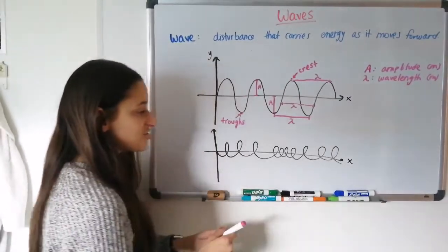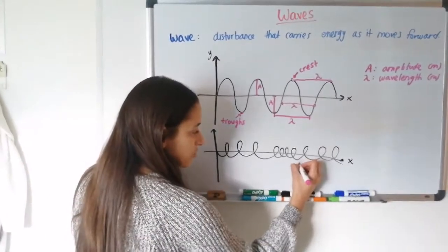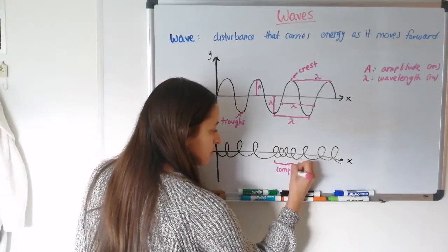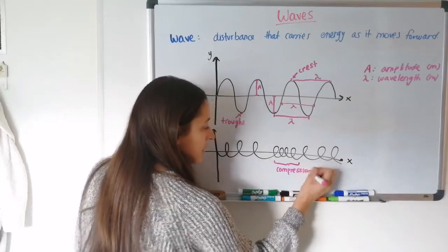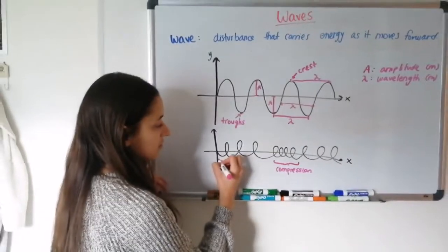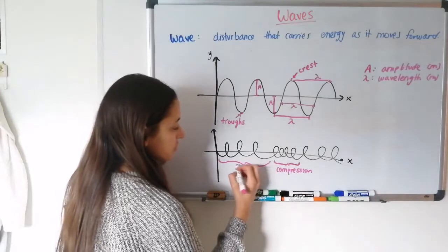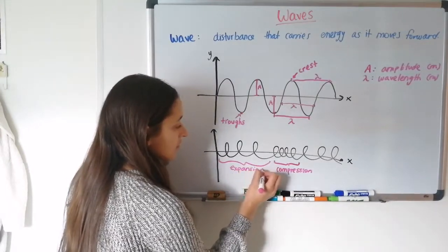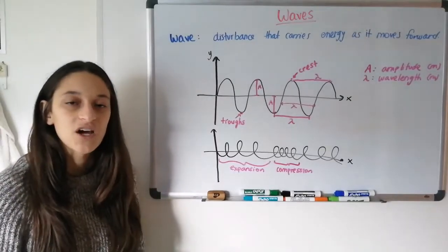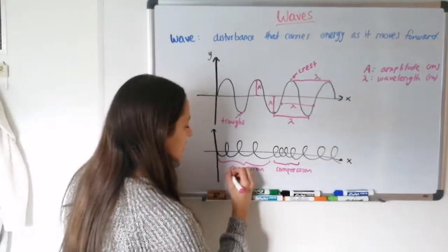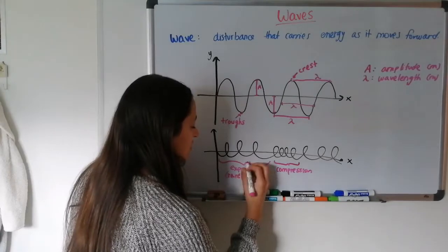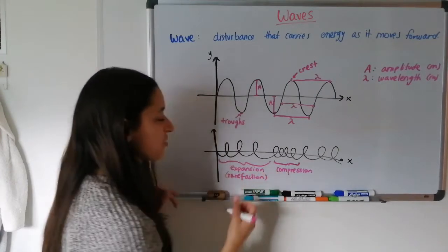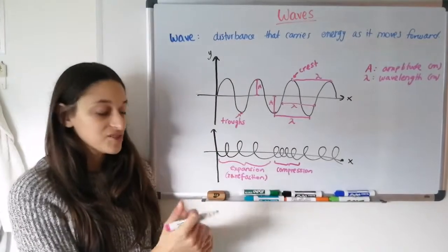So of course, compressions is where the spring is all compressed, so it would be this part over here. This is a compression. And when the wave is all elongated, when the spring is elongated, it's called an expansion. Some people call it a rarefaction. So I'm going to write it in parentheses. This is how I learned it, rarefaction. But now it's more common to call it expansion. So you can call it compression and expansion.